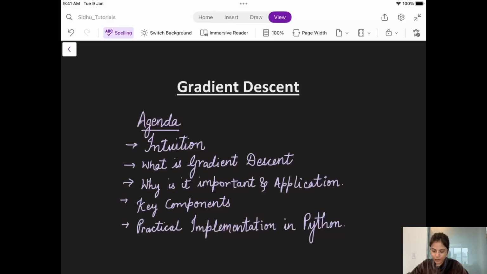Now let's see what the applications of gradient descent are. In linear regression, we use gradient descent in minimizing the mean squared error between predicted and actual values. For logistic regression, we use gradient descent in minimizing the cross entropy loss function. While in neural networks, we keep on updating the weights and biases to minimize the error during training of the model.